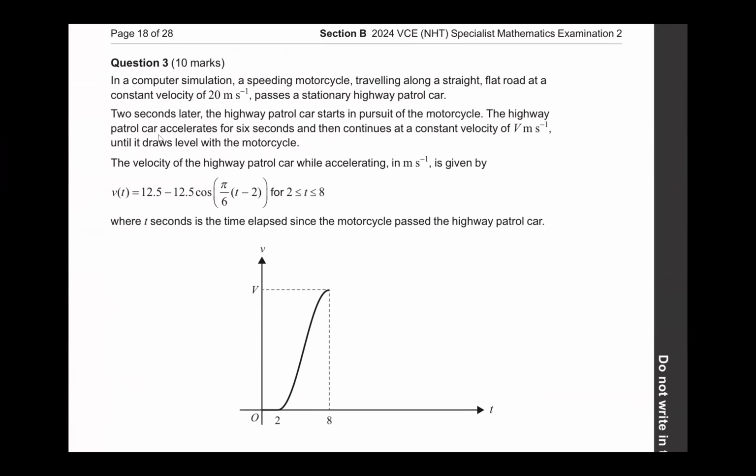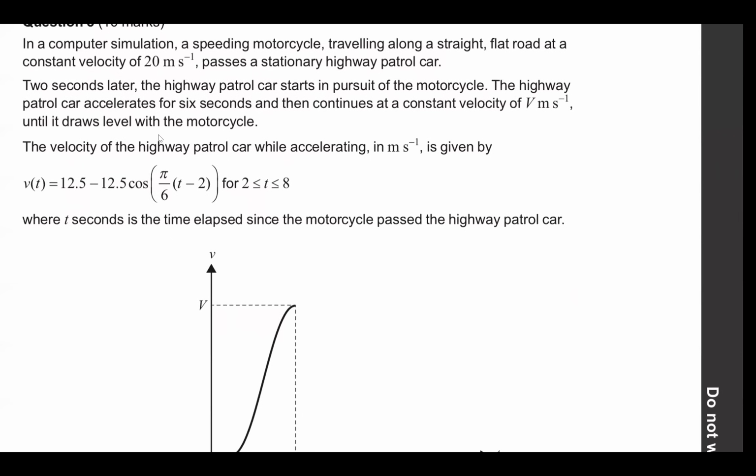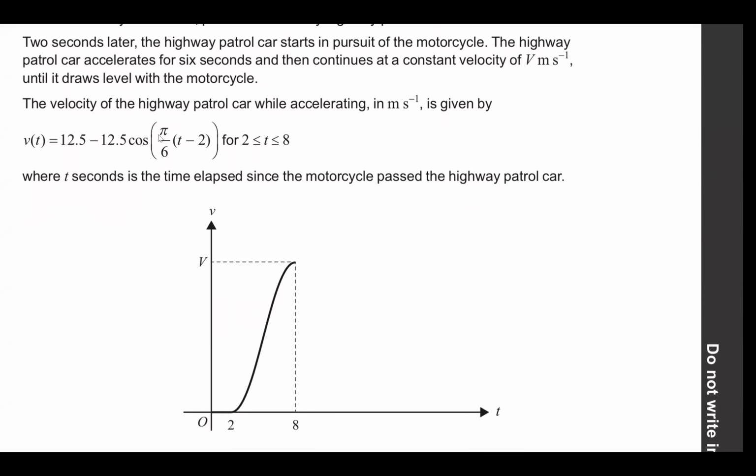This page is blank. Question 3, a nice kinematics question. In a computer simulation, a speedy motorcycle traveling along a straight flat road at a constant velocity 20 passes a stationary highway patrol car. 2 seconds later, the highway patrol car starts chasing the motorcycle. The highway patrol car accelerates for 6 seconds and then continues at a constant velocity of v until it draws level with the motorcycle. So this phrase is important: same distance. Whenever you see draw level, it means same distance.